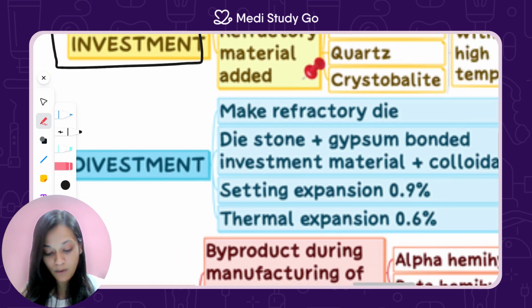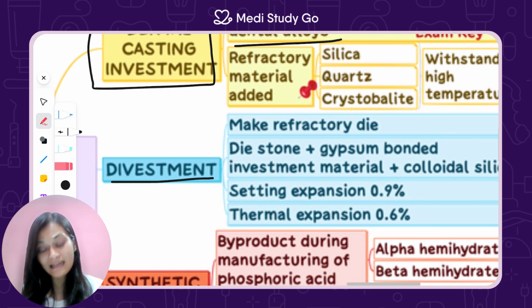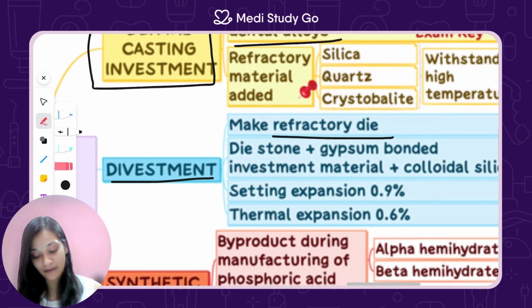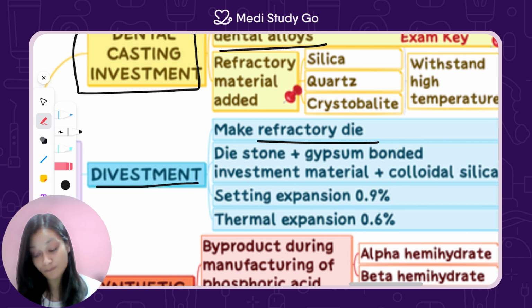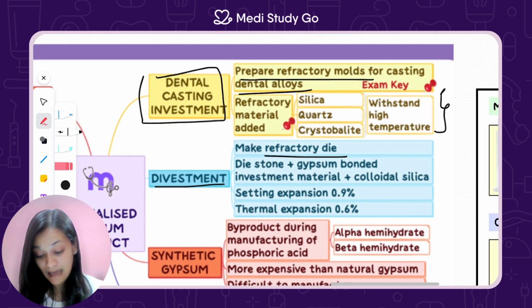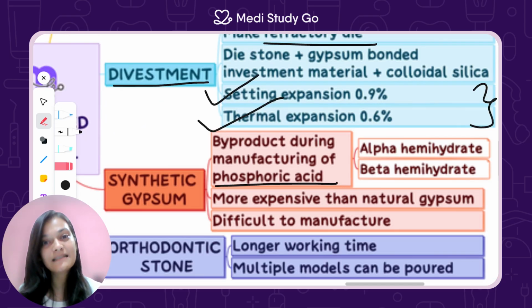Then, there is one more material that is used for divestment. So what is it? It is basically to make your refractory die. So it combines die stone along with gypsum bonded investment material and colloidal silica, basically to improve properties like setting expansion and thermal expansion.